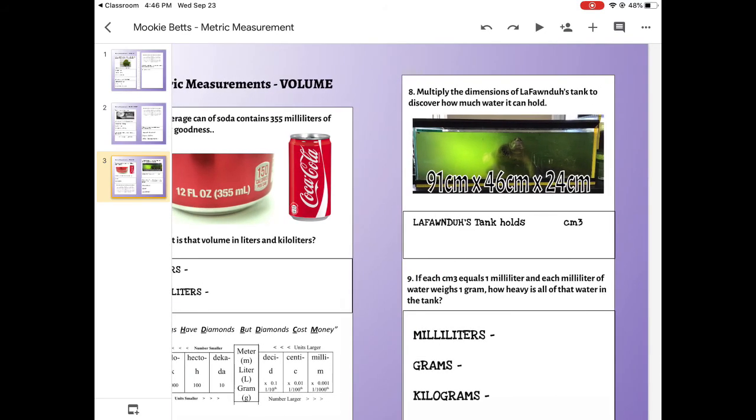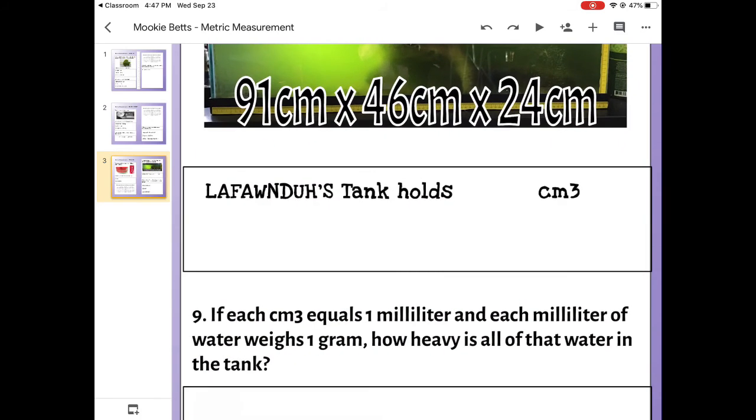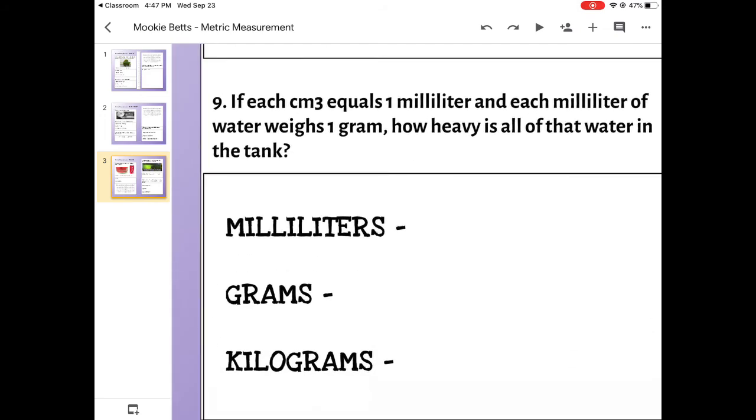To find out how much water is in LaFonda's tank, I measured it, and we just multiply the length, width, and height. So 91 times 46 times 24, and that'll give us cubic centimeters, which will be a big number. A nice trick is every cubic centimeter is equal to a milliliter. So whatever answer you find here by multiplying is the same answer here. Milliliters and cubic centimeters are the same. And if it's water, each milliliter of water weighs 1 gram. So milliliters of water and grams are equal.